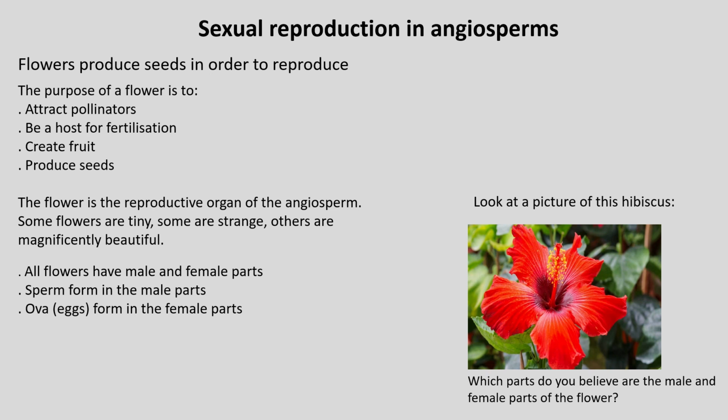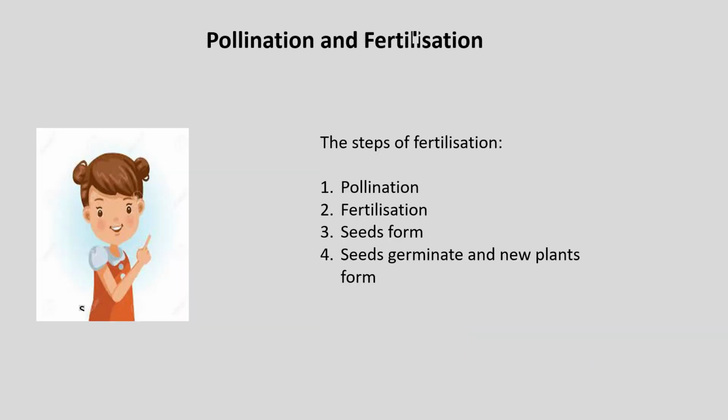Some flowers are tiny, some are strange, others are magnificently beautiful, and all these different characteristics or different build-up of flowers, they all serve a different purpose and a specific purpose. We know that by now. I want you guys to know that a flower has a male and a female part, hence they can reproduce. We also know that sperm forms in the male parts, and ova, which is the egg, forms in the female parts, right?